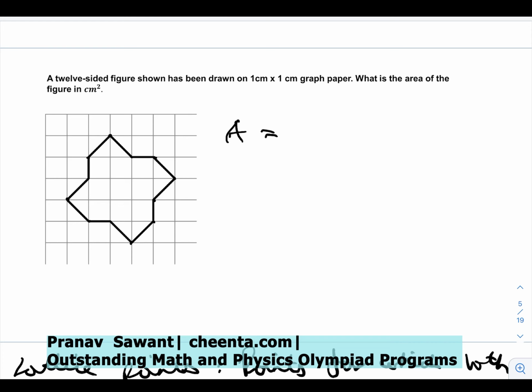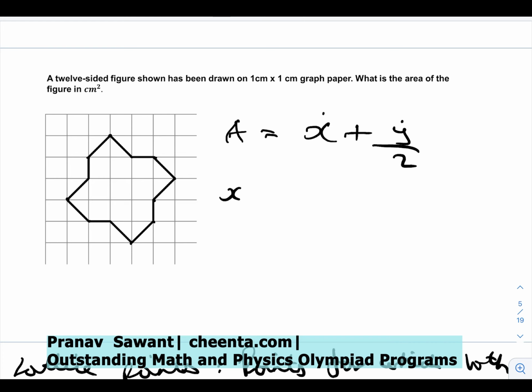Area of this would be x plus y by 2, where x is the number of squares and y is the number of triangles. Why? Because the area of one square is going to be 1, and the area of one triangle is going to be 1/2, right? So the total area would be x plus y by 2, where x is the number of squares and y is the number of triangles.